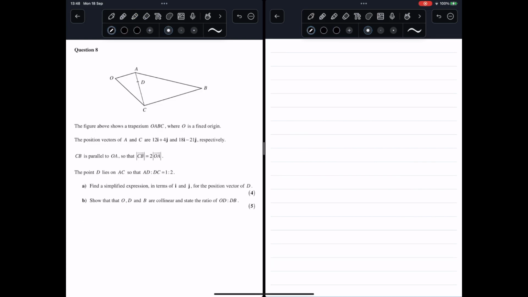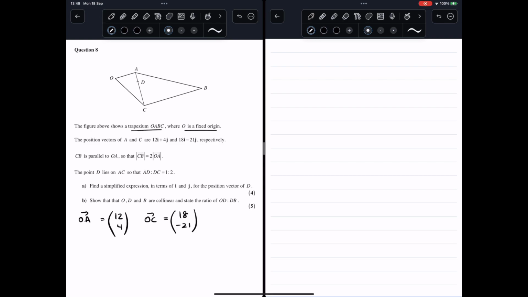Now, in question number 8, we're given a trapezium OABC, and the position vectors of A and C are given to us as well. And I'm going to write down OA and OC first in terms of the column vectors. And they are simply 12, 4, and OC is 18 and minus 21.